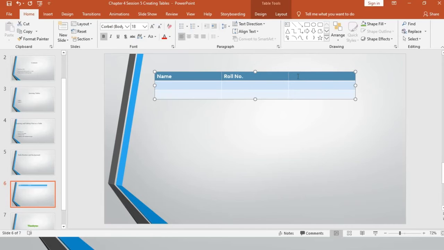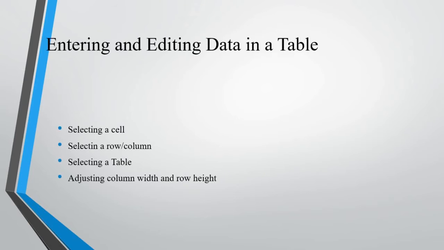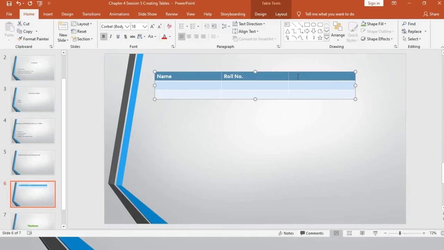Now the next point available is entering and editing data in a table. The next point is how to adjust column width and column height. So I will show you the shortcut to adjust a column width and column height.